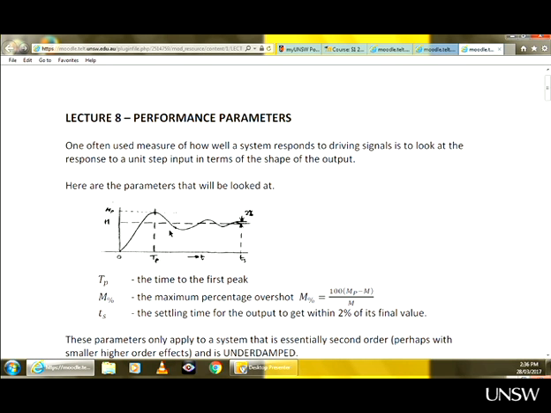So if this is the response of a second-order system to a unit step input, there are 3 things that are really relevant. One is, when is this first peak reached? Our response is going to reach a peak and then oscillate about a constant steady state value. So when is the peak reached, and what is the value of that peak? The time when the peak is reached, we just call it the time to the first peak. It's TP.